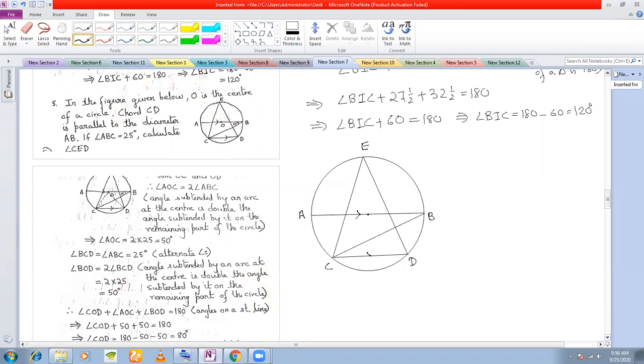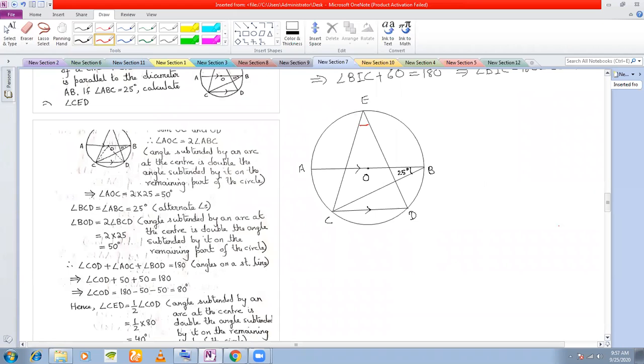These two are given to be parallel. Okay, and center is given to be O, and this angle is given to be 25 degree, angle ABC. Okay, you need to calculate the value of angle CED. Which one is the angle CED? This one. This red one is CED.